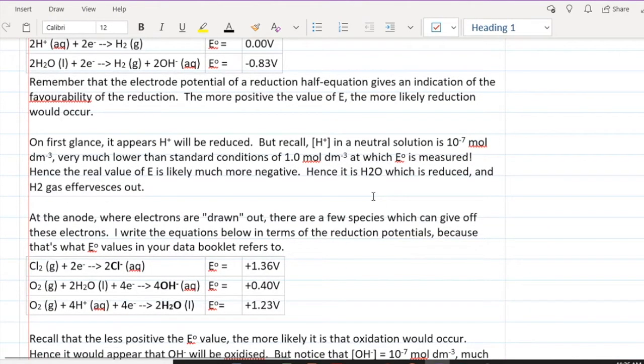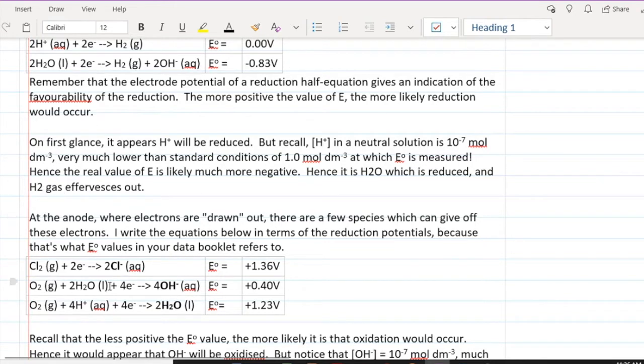At the anode, where electrons are drawn out, there are a few species which can give off these electrons. In other words, I can say that there are a few species being oxidized, since oxidation is loss of electrons. So I'll write the equations below in terms of the reduction potentials. Why? Because that's what the E naught values in our data booklet refer to. But in this case, the species being oxidized, I write it on the right hand side.